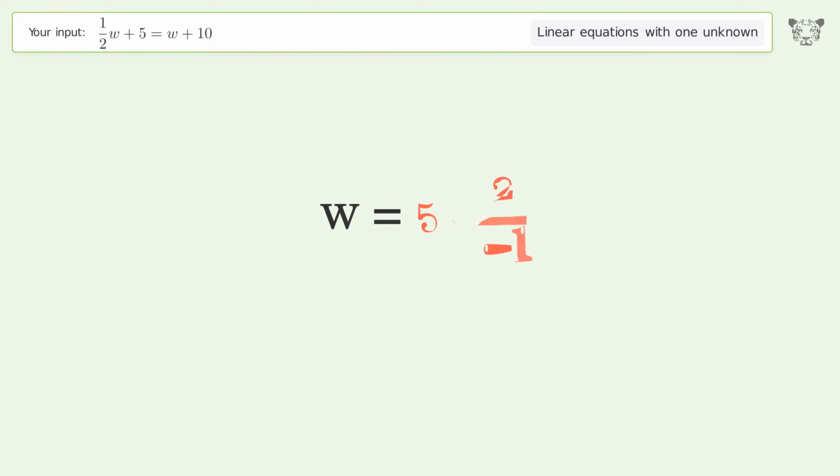And so the final result is w equals -10.